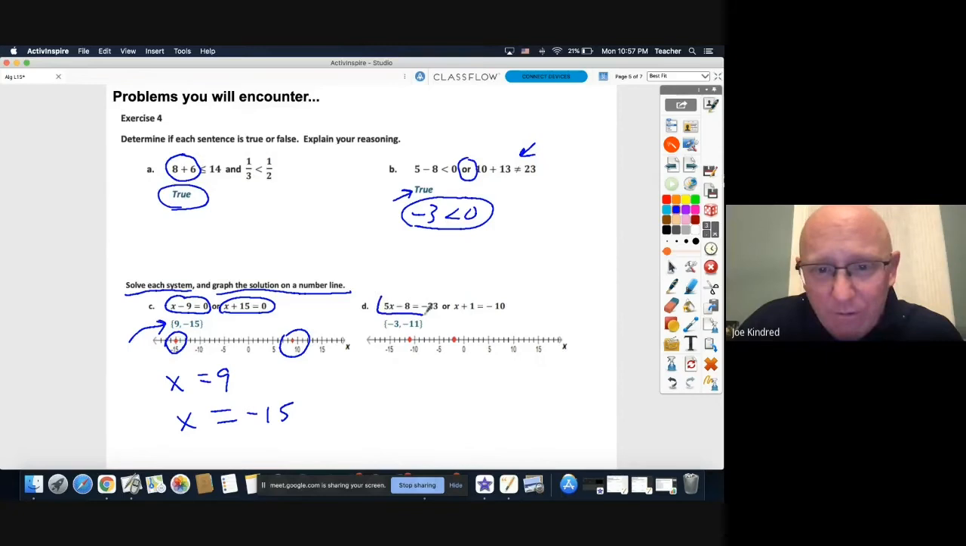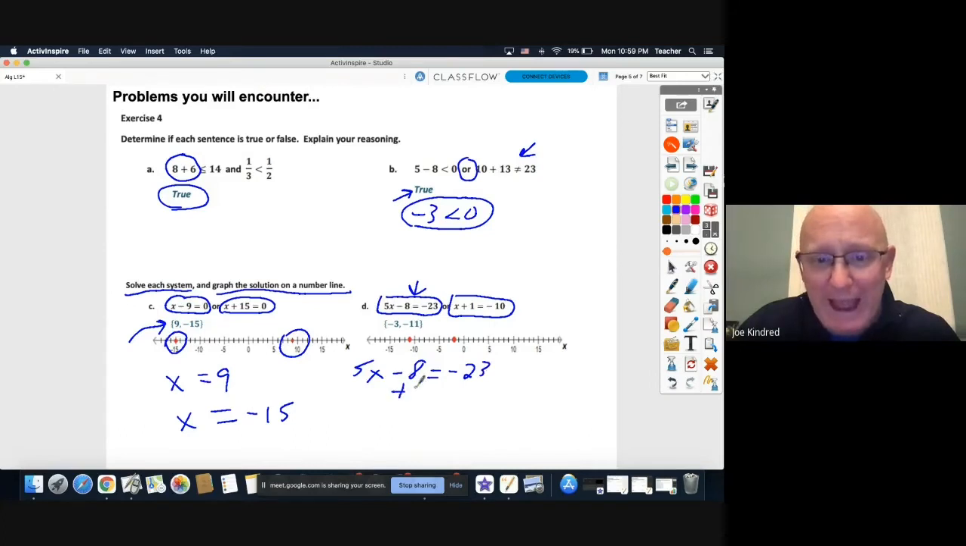Solve each system and graph the solution on the number line. You're going to be doing that today as well. In D, they solve for this equation, and they solve separately for this equation. So in this one here, you'll notice that we're going to solve individually. And I'm going to take this equation down here and show my work.